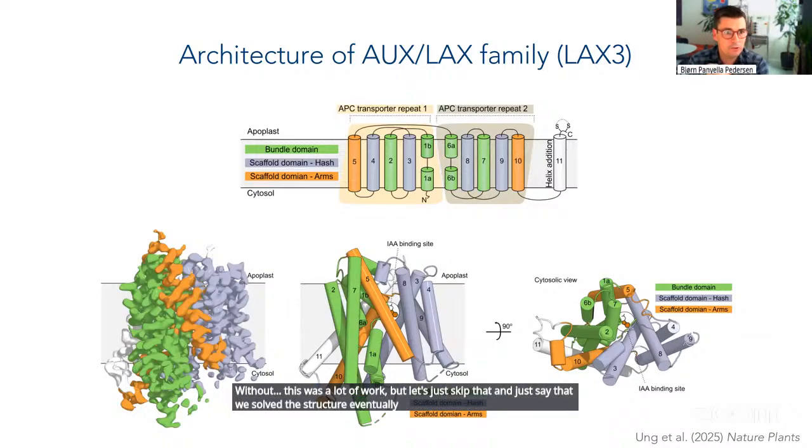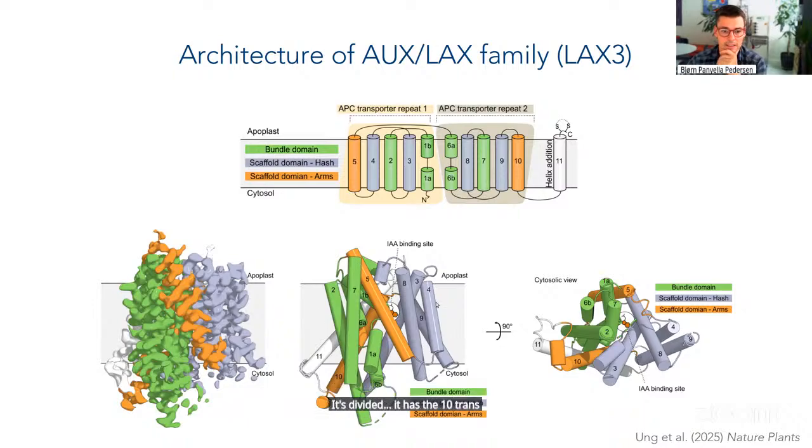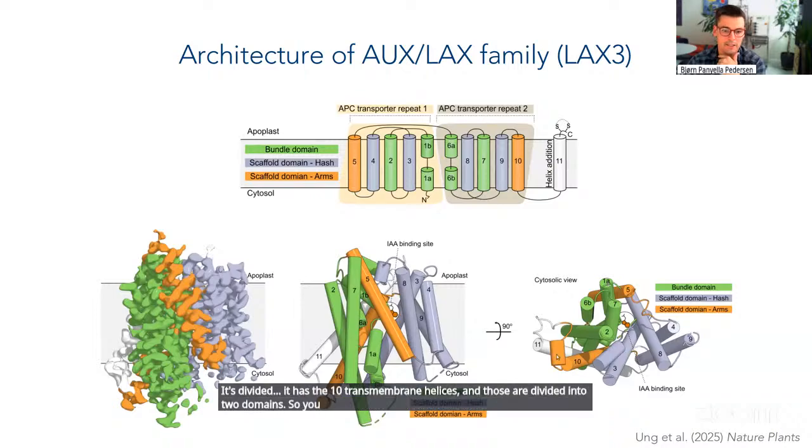So we managed to have the first structure of an OX-LAX family member, LAX3 in this case, and it looks like this. So it is a monomer. It has 10 transmembrane helices, and those are divided into 2 domains. So you have a scaffold domain in orange and blue here that wraps around a 4-helix bundle in green, which we call the bundle domain. And it's the bundle domain that will actually transport the substrate.